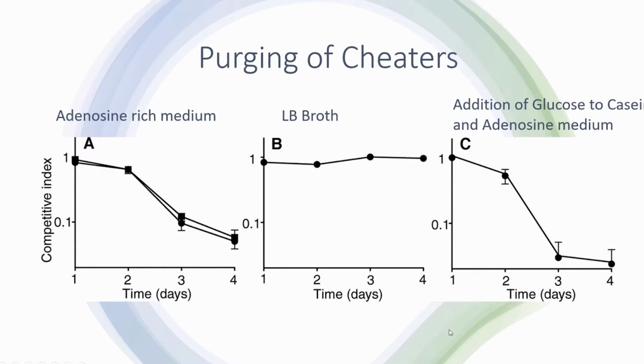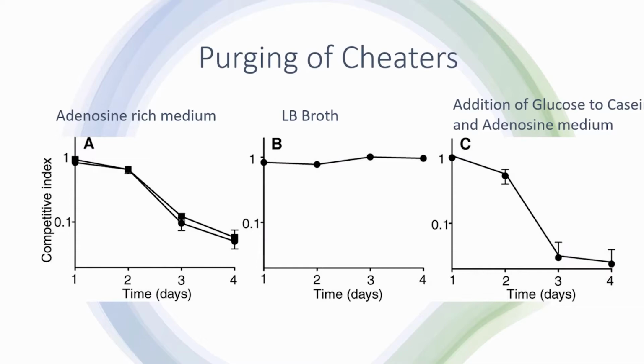So in graph C, this is with the addition of glucose to a casein and adenosine medium. Once again, they just wanted to see whether a quorum sensing independent medium might change how competitive it might be for the cooperators. But we see that there really is no effect.